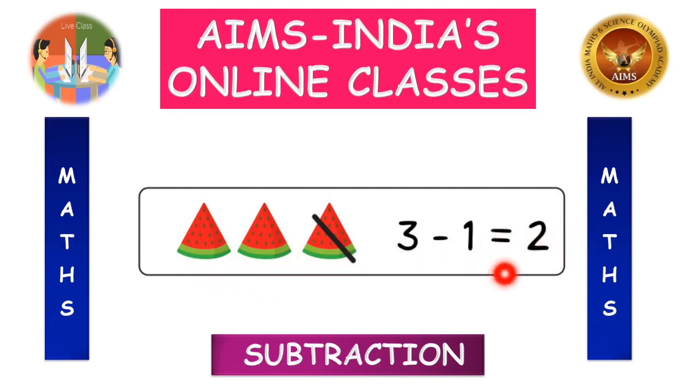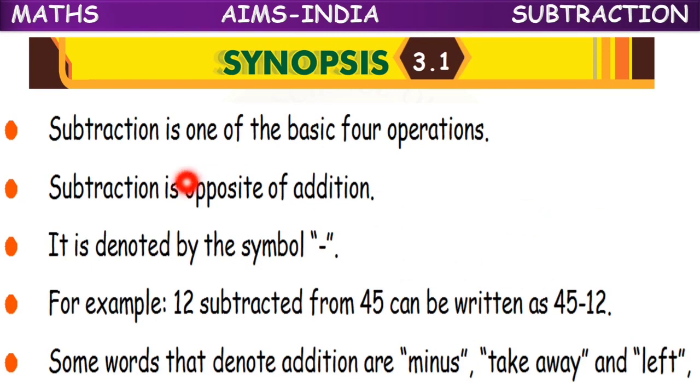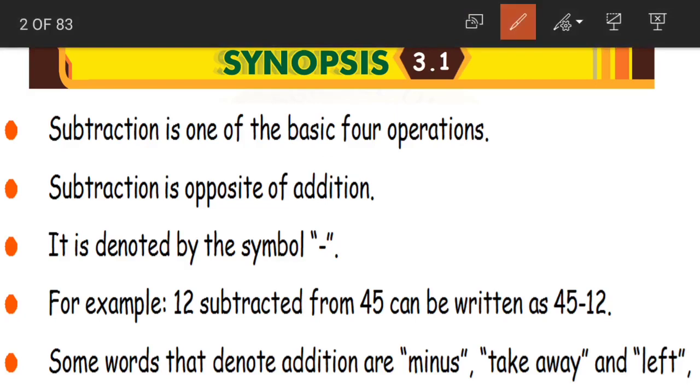This is what is called as subtraction. From a given number, we take out a number and the resulting answer is called difference. And what we do here is called as subtraction. Subtraction is one of the basic 4 operations. What is this? It is one of the basic 4 operations: addition, subtraction, multiplication, division. Okay children, these are the 4 basic operations that we use in maths. In that, subtraction is 1.